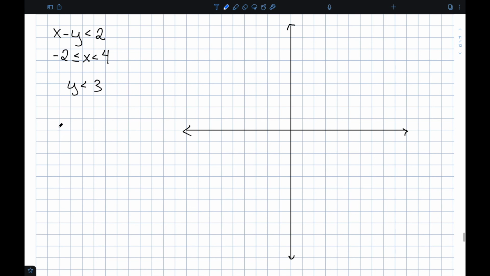Let's look at one more. Let's start with my first inequality, x minus y is less than 2. I can subtract x to get negative y is less than negative x plus 2. And then multiply through by negative 1 to get y is greater than x minus 2. So my y-intercept is negative 2, and my slope is 1. And this should be a dotted line since y is just greater than this value. So we'll go ahead and draw out this dotted line.